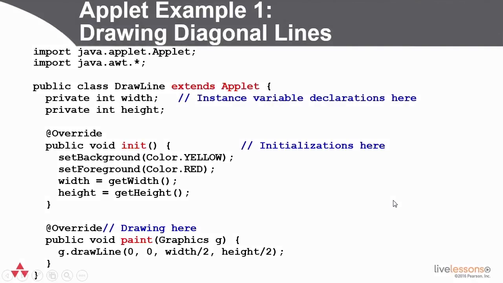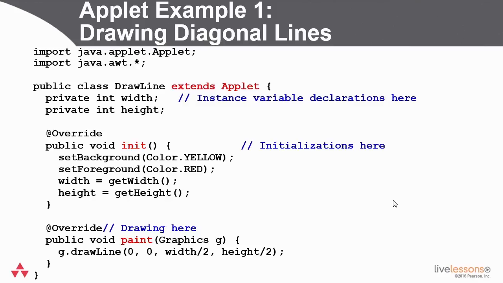So I mentioned that Paint is the place to put drawing code. Let's look at two examples that illustrate this, drawing lines and drawing images. Don't worry too much about all the details yet. We'll come back in later slides and explain each of these commands in detail. Instead, for now, just try to understand the general idea.